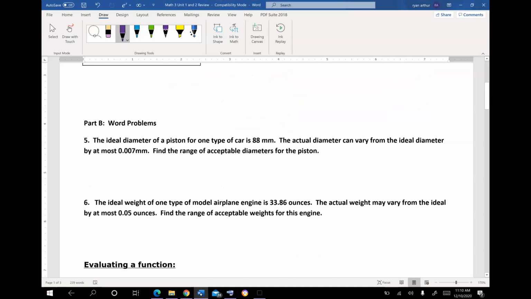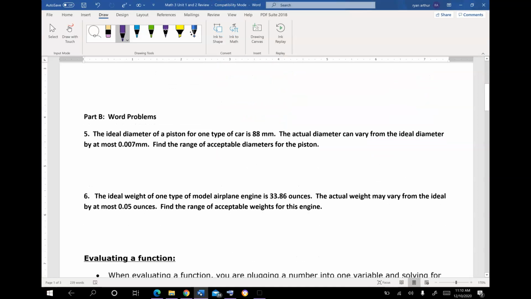Now, word problems, your absolute value word problems. So it says the ideal diameter of a piston for one type of car is 88 millimeters. The actual diameter can vary from the ideal diameter by at most 0.007. Find the range. This is where knowing your vocabulary helps you. Range is really just, it means the difference, right? So difference is subtract, okay? So you always have absolute value of x minus, see how it says at most? At most means less than or equal to.